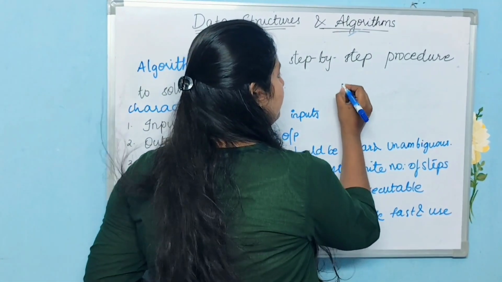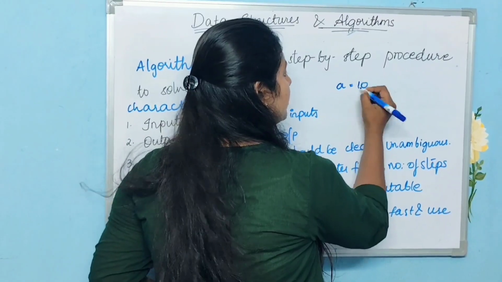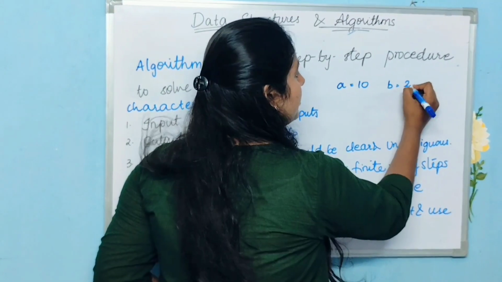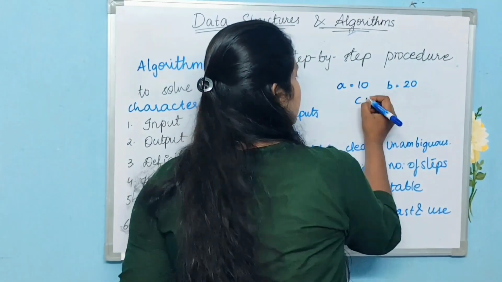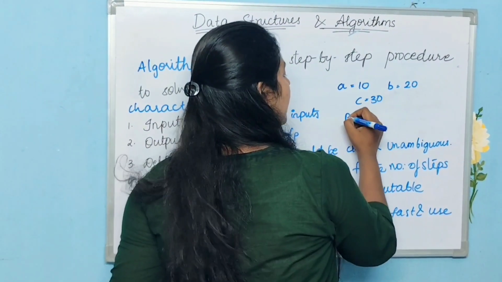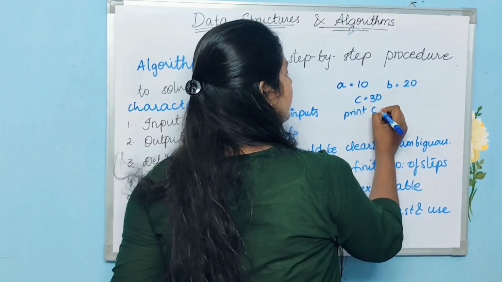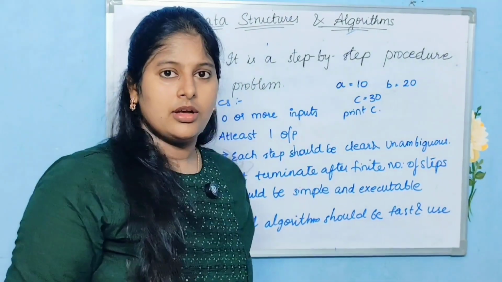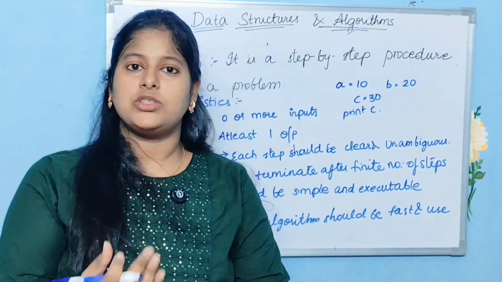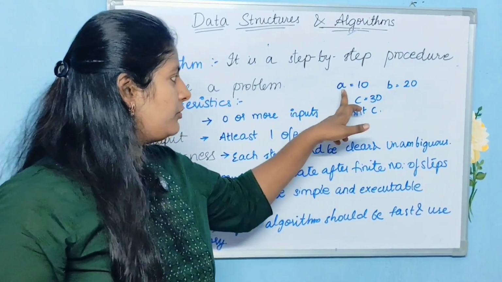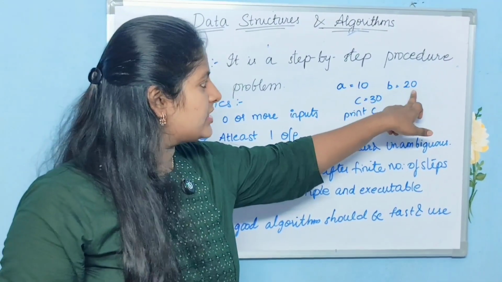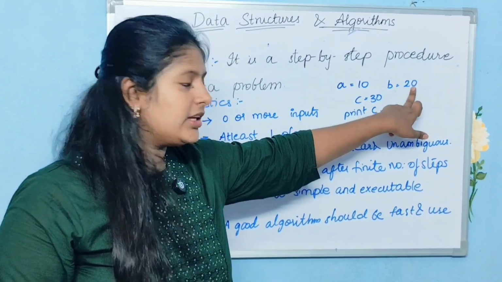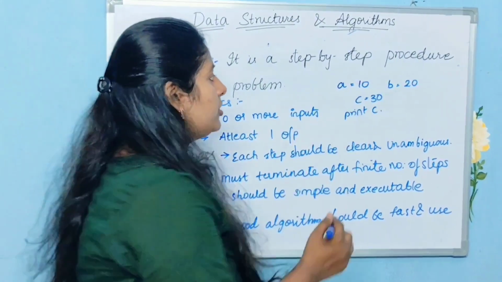Say for example, my first variable is a equals to 10. My second is b equals to 20. I've considered a third variable, then c equals to 30, then print it. Done? I've asked you to add two numbers and store it in the third variable. What you have done? I've considered a variable a and I've stored 10 in that, and I've considered a variable b and I've stored 20 in that. Then I've added both of them.